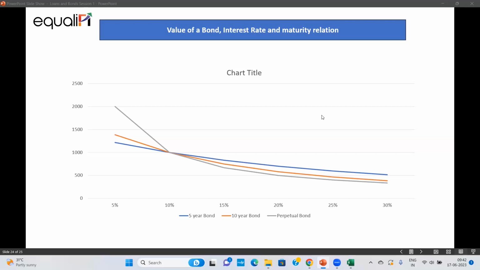Now comparing a 5 year bond and a 10 year bond, which is more attractive to the investors right now? What is the market trend? Longer is better now, I understand, but how much longer? 5 year is something which everyone goes for, like most of the people go for.